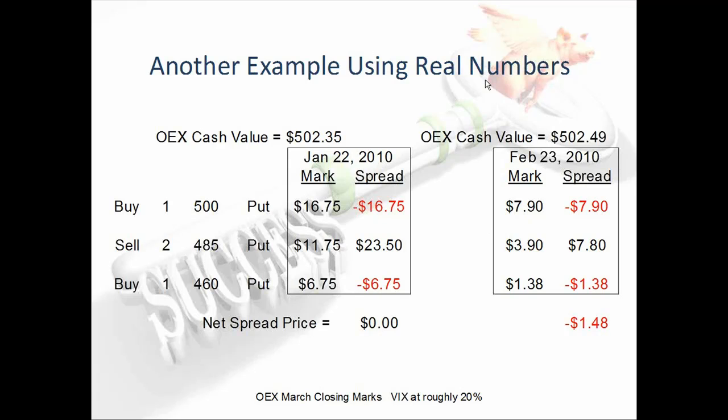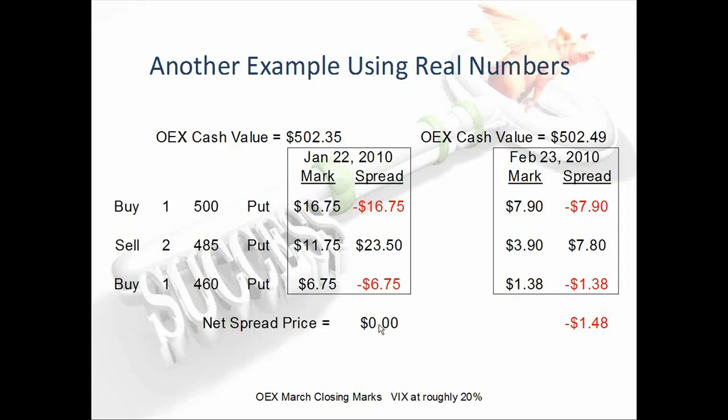So really what we're looking at is a broken wing butterfly over a 1 month and 1 day time period. On January 22nd, you could have bought the 500 put for $16.75. It would have cost you $16.75, so it's a debit. You could have sold the 485 puts for $11.75 2 times, which comes out to $23.50. And you could have bought one of the 460 puts for $6.75. That's a debit. In other words, this broken wing butterfly would cost you nothing. And that's roughly what we average on our broken wing butterflies.